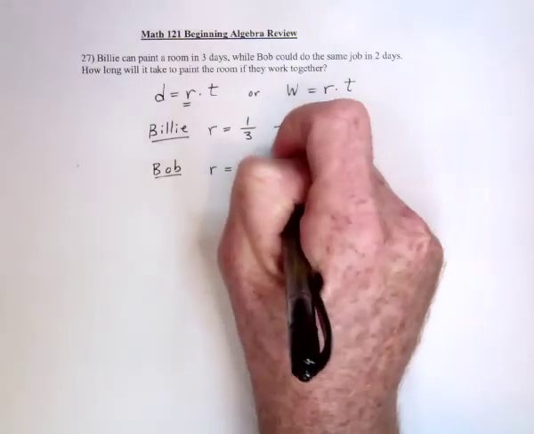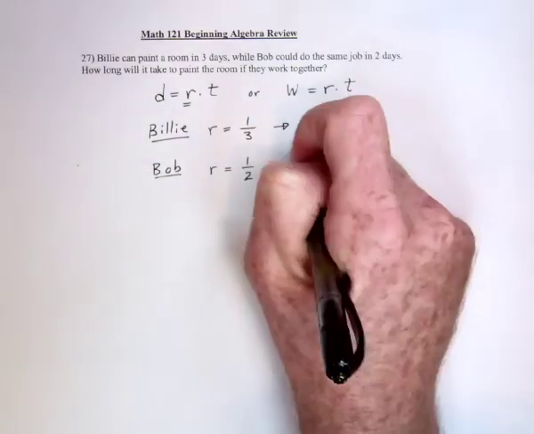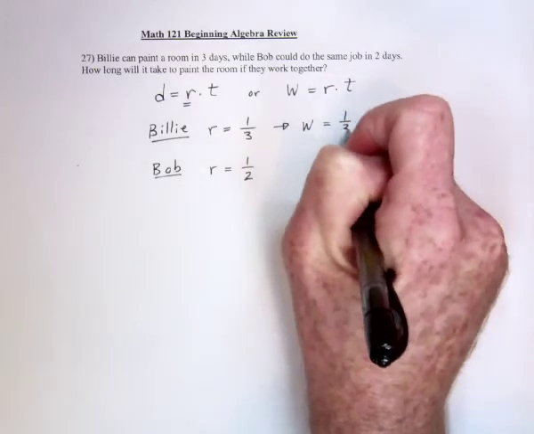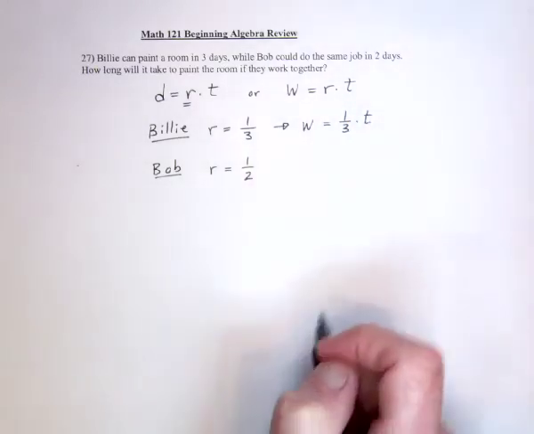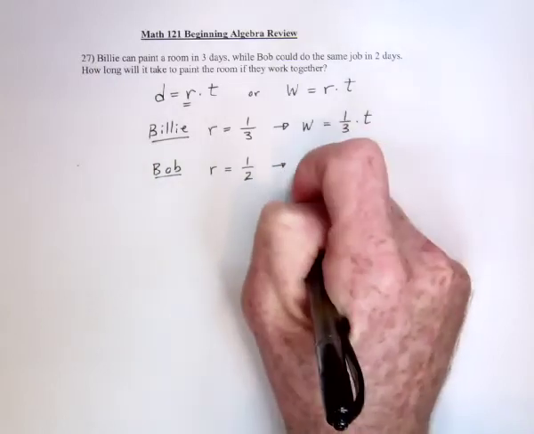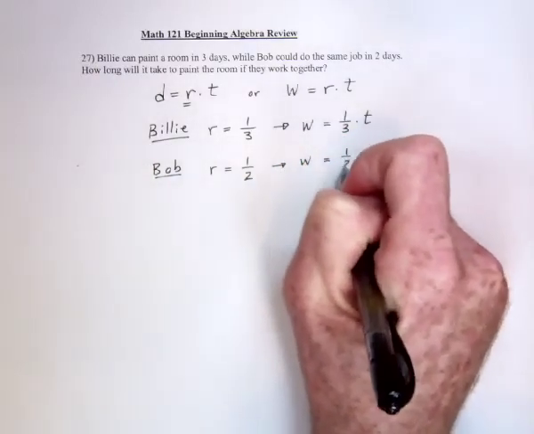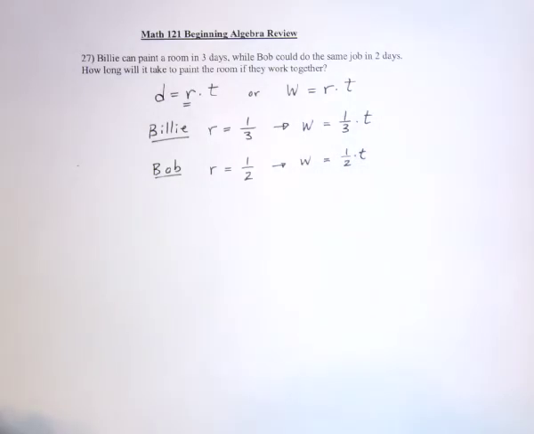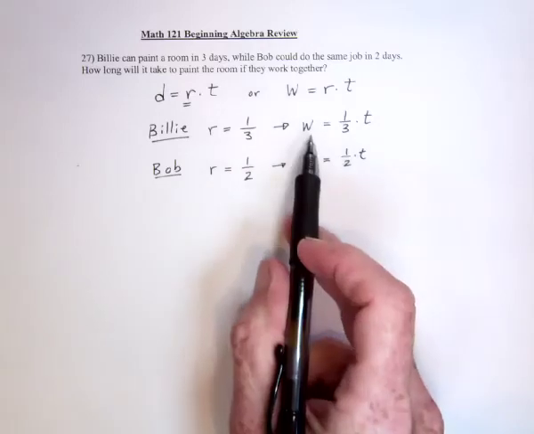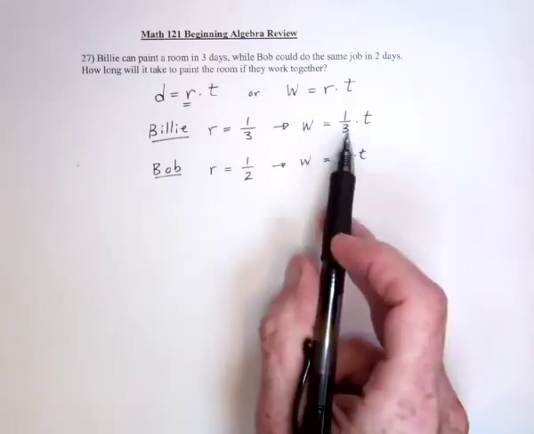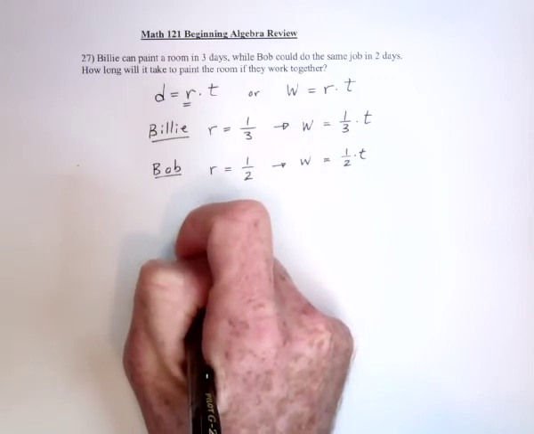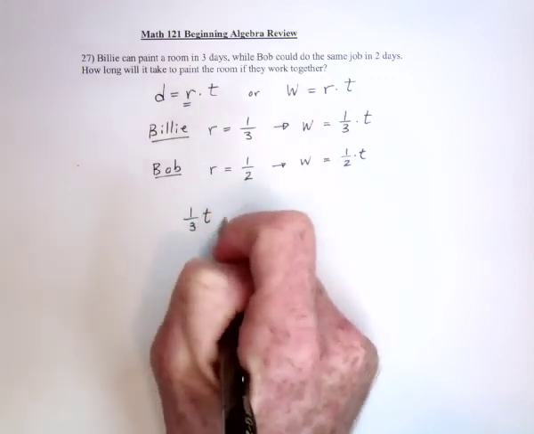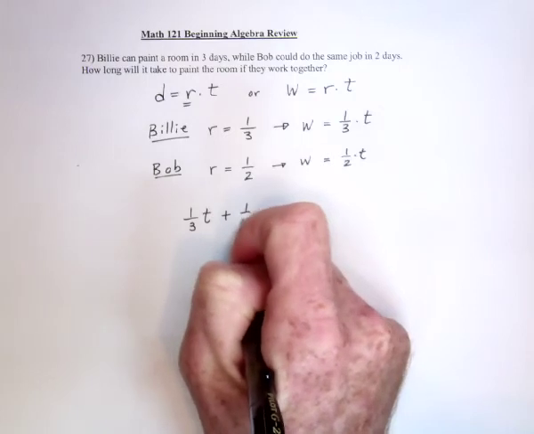So then the amount of work would be 1/3 times t for Billy. The amount of work that Bob does is 1/2 times t. Now all of this has been them separate as two different people. Now what if they work together? Well, if they work together, then we need to add their works. His work and his work, add them together. So for Billy, it's 1/3 t that equals his work, plus 1/2 t.